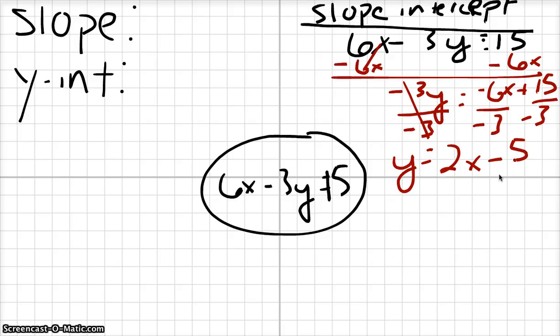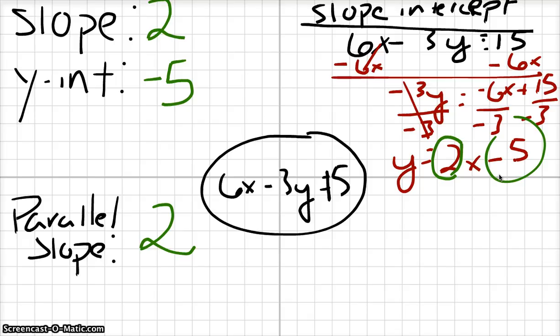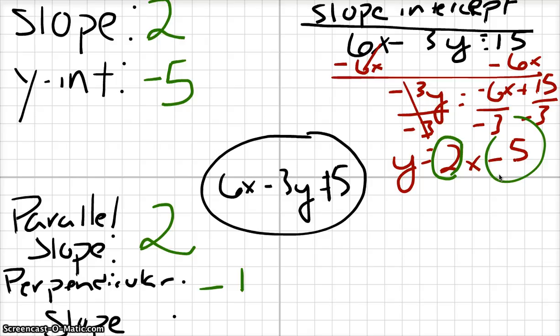Alright, so that should help us out with the first box. My slope would be 2. My y-intercept would be negative 5. If I asked you for the parallel slope, since parallel slopes are the exact same, my parallel slope would be 2. If I asked you for the perpendicular slope, it's the opposite reciprocal, so I'm going to flip it and change the sign, so it'd be negative 1/2.